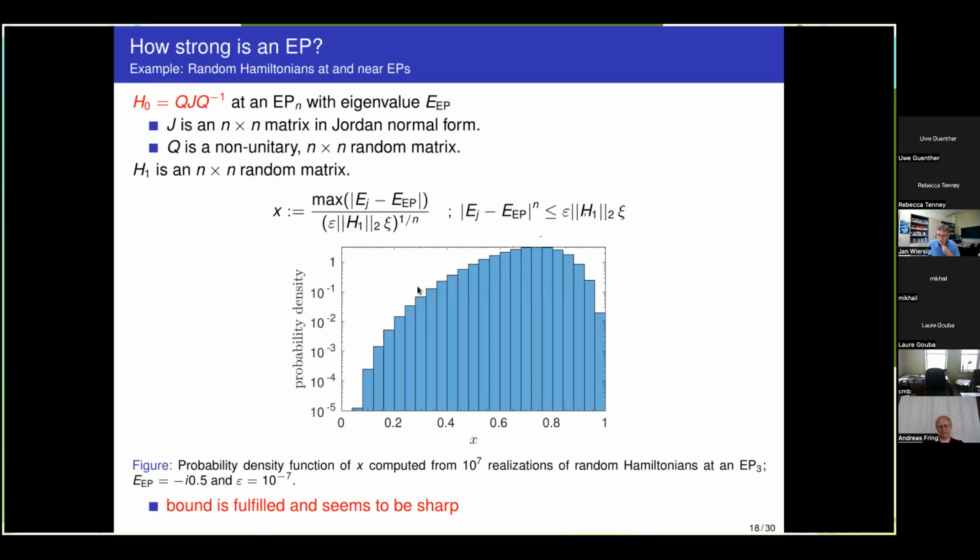Okay, so what we see in this numerics, first of all, is that this inequality is valid, or fulfilled, because x is never larger than 1. And we also see that the numerics indicates that the boundary is sharp, meaning that you can reach 1. At least approximately, right? There's not a big gap or something like this.